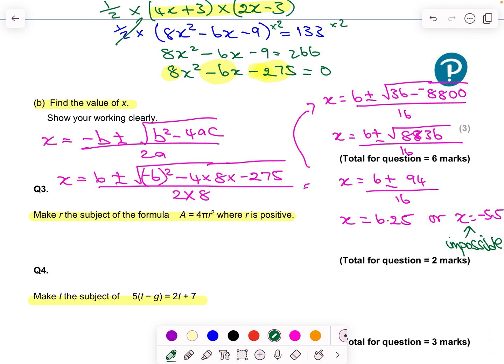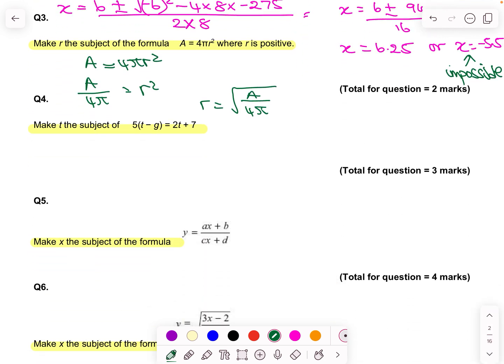Right, make R the subject here. So all we have to do is A equals 4 pi R squared. We want R the subject. So we're going to divide by 4 pi to get A over 4 pi equals R squared. Then we square root both sides to give us that R equals the square root of A over 4 pi. And that's done.